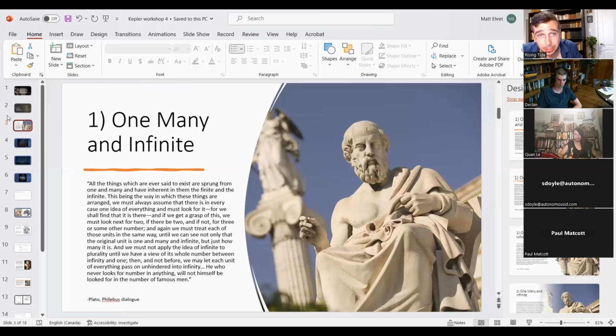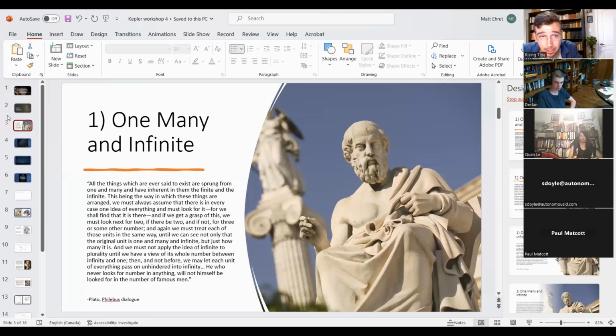This being the way in which these things are arranged, we must always assume that there is in every case one idea of everything, and must look for it. For we shall find that it is there. And if we get a grasp of this, we must look next for two, if there be two, and if not, for three, or for some other number. And again, we must treat each of those units in the same way until we can see not only that the original unit is one and many and infinite, but just how many it is.